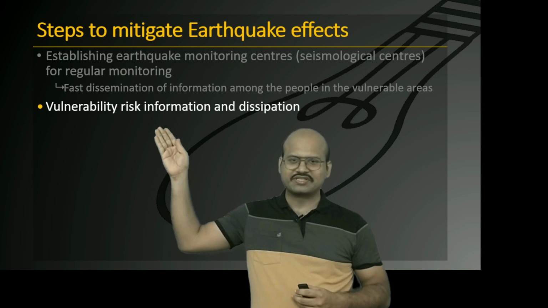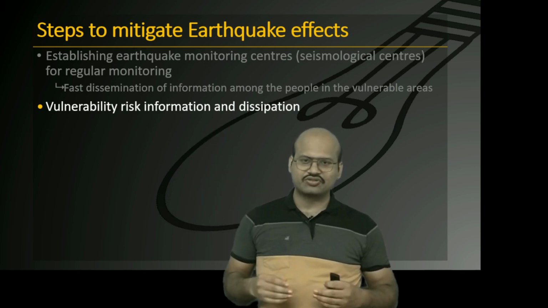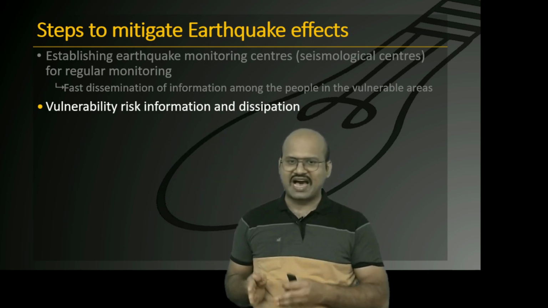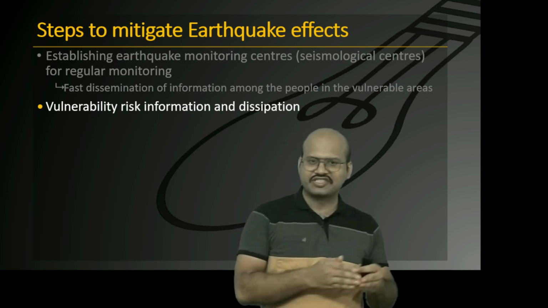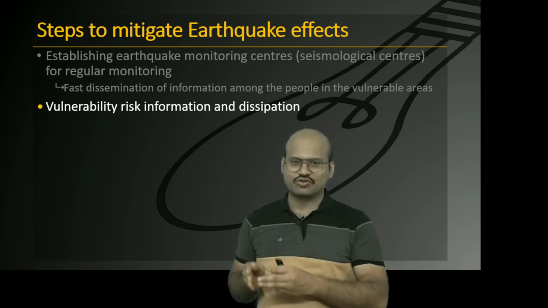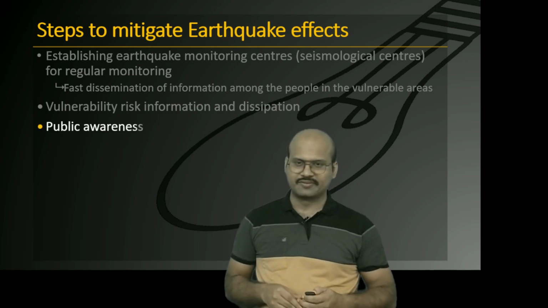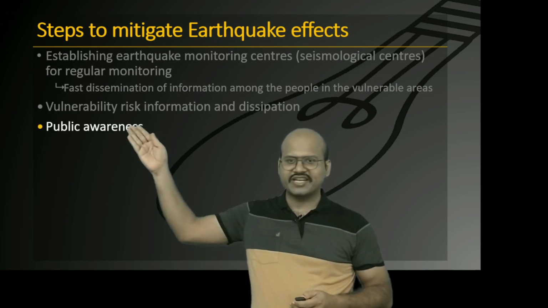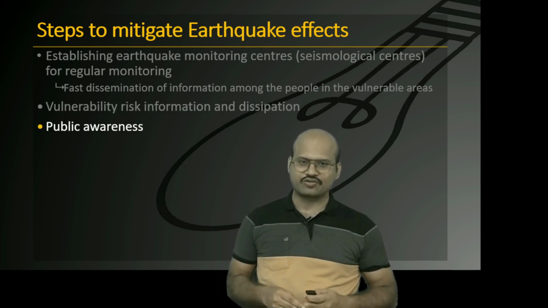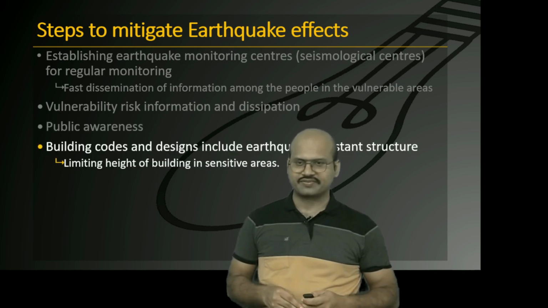Vulnerability and risk information dissemination. The government should analyze which areas have a high risk probability of earthquakes and which have low. Based on this, it should inform and educate people. Public awareness may be created in people about what steps they should take in the face of earthquakes.